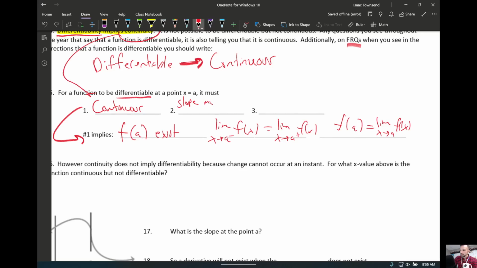Slope must exist. And you'll see what I'm talking about down at the bottom of this page. But sometimes in math classes you've said that slopes are undefined. If it doesn't have a slope, it doesn't have a derivative, because slope and derivative, same idea.